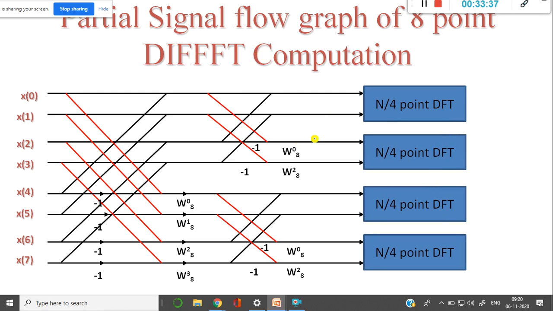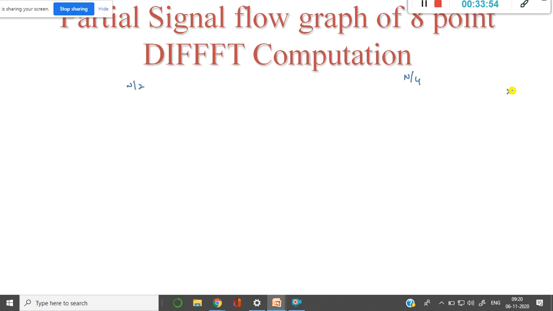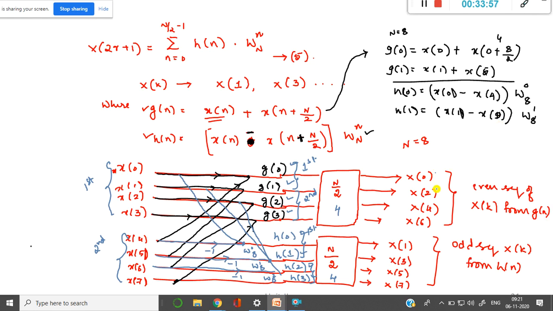Instead of N here, where it was an N by 2 point DFT, now this will be an N by 4 point DFT. So what are you going to get? What is going to be the output here? The output was X of 0, X of 2. Again within this output there will be even sequences and odd sequences. If you fetch the even sequences out of this, that is X of 0, X of 4, and the odd sequences are X of 2, X of 6, right?